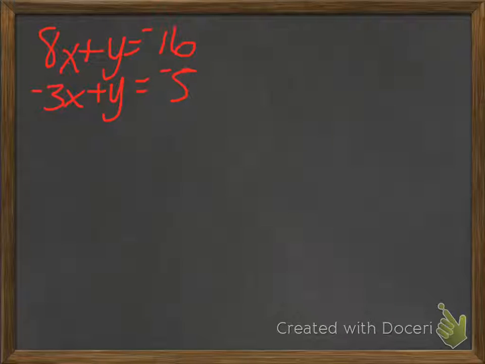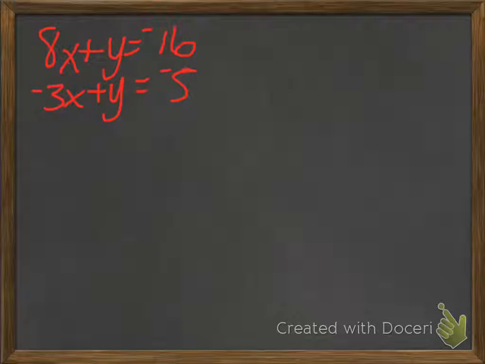Now, let's continue with today's material. Today we're going to look at what to do when I need to eliminate, but I don't automatically see a zero pair. So what should be my steps in order to form a zero pair in order to eliminate? In our example here, we have 8x plus y equals negative 16, and then we have negative 3x plus y equals negative 5.